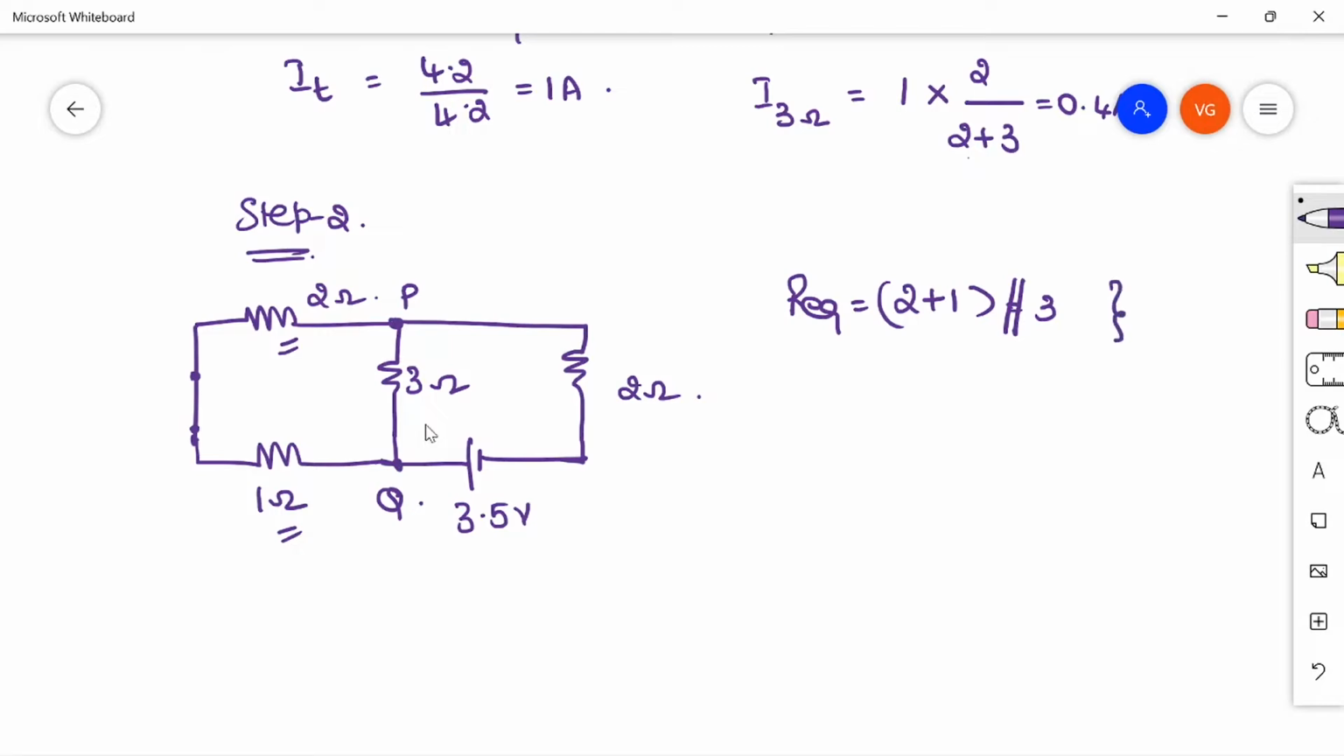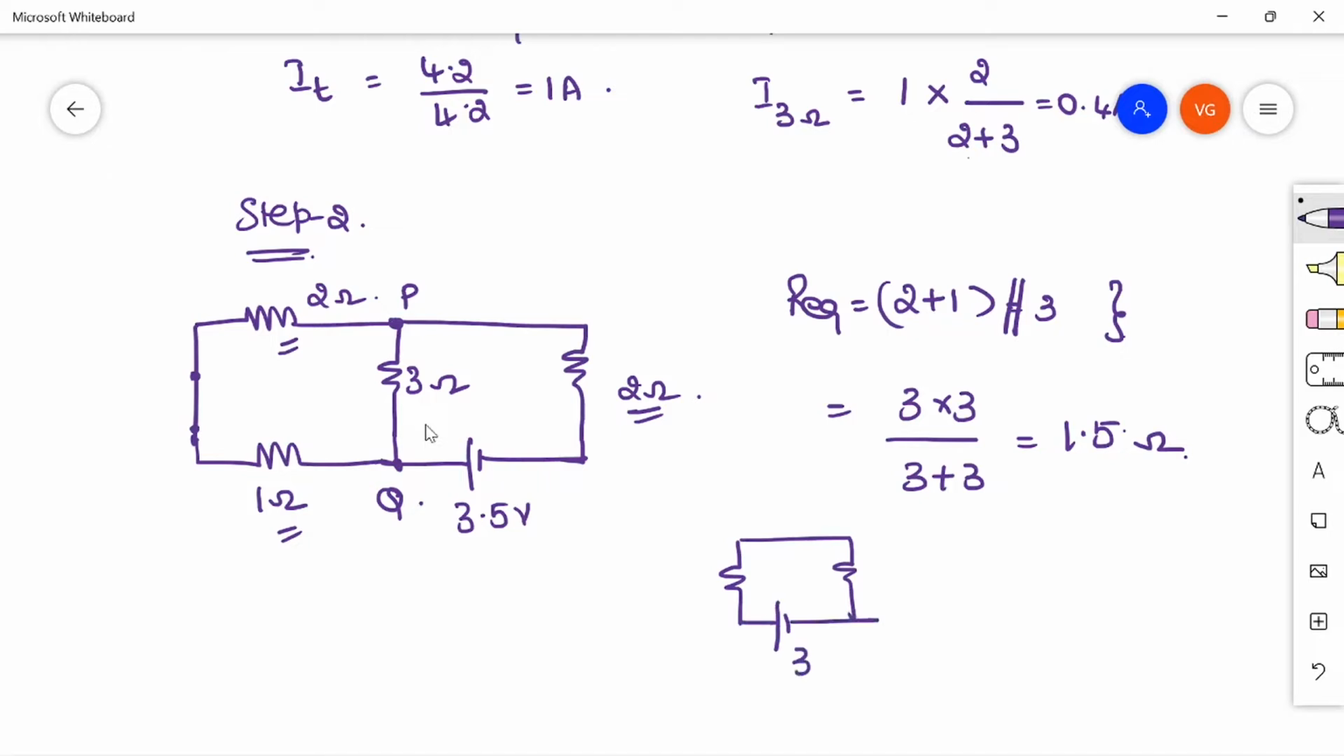So that is in series with your total resistance, that is 2 ohm, right? So that you can write it. So this is nothing but 3 into 3 divided by 3 plus 3, which is nothing but 1.5 ohm, right? So this circuit is now simply like this. You can draw. This is 3.5 volts. This is 2 ohm and this is 3.